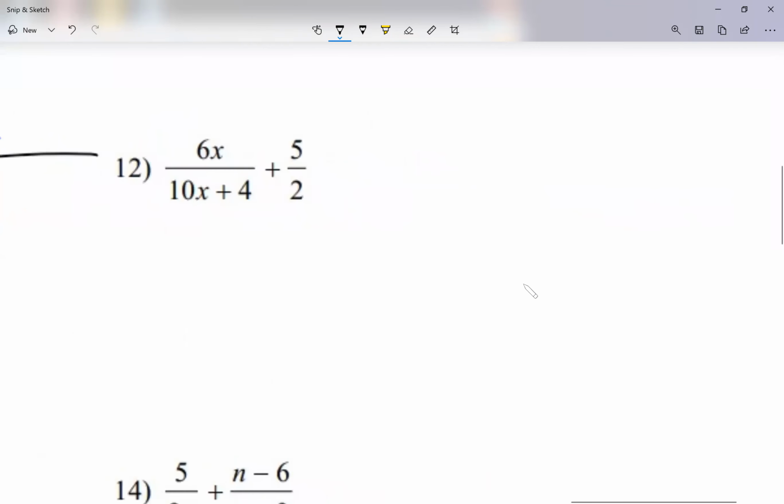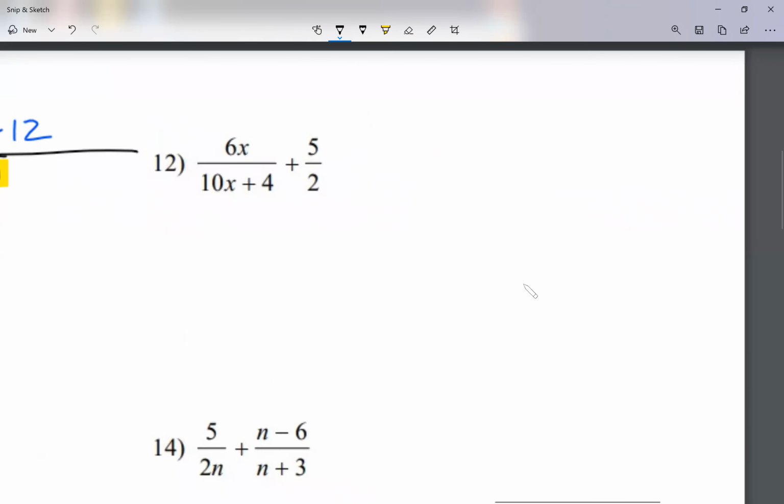Let's take a look at number 12. To begin with, let me look for any common factors, okay? So looking at the bottom of the first fraction, I feel that I can divide each by 2, and that gives me 5x plus 2. Right, notice I did distributive property backwards. My second fraction, it just has a 2. Okay, so let me draw a big fraction here, and let me look for the common factors.